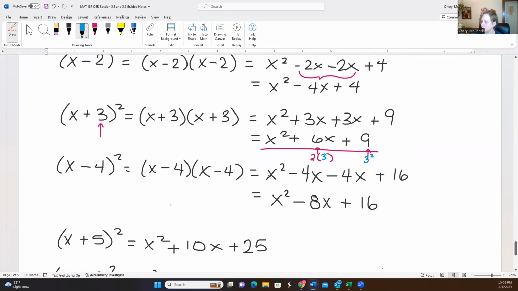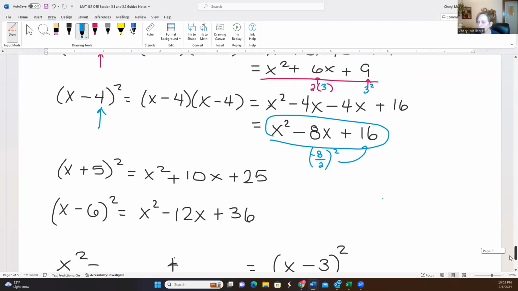So if we started with this perfect square trinomial, if we took this number, a negative 8 actually, and divided it by 2, and then squared it, that gives us this number. Negative 8 divided by 2 is negative 4. Negative 4 squared is a positive 16. And this negative 4 was the number that was used in our binomial.